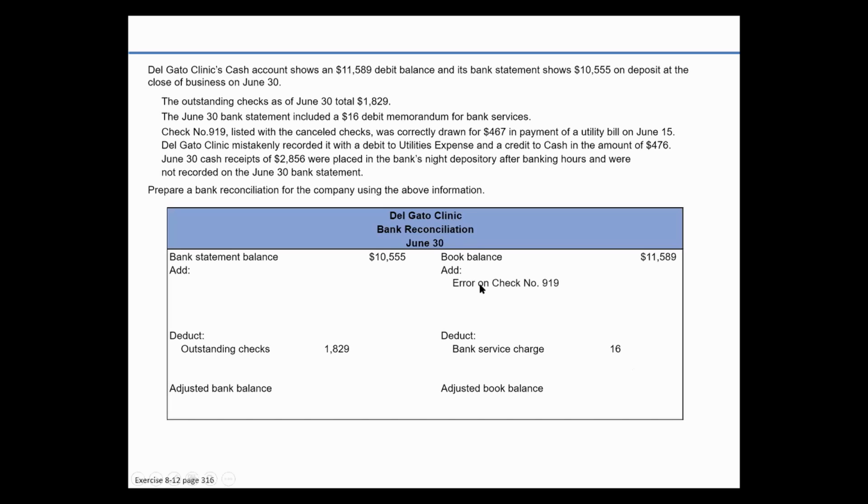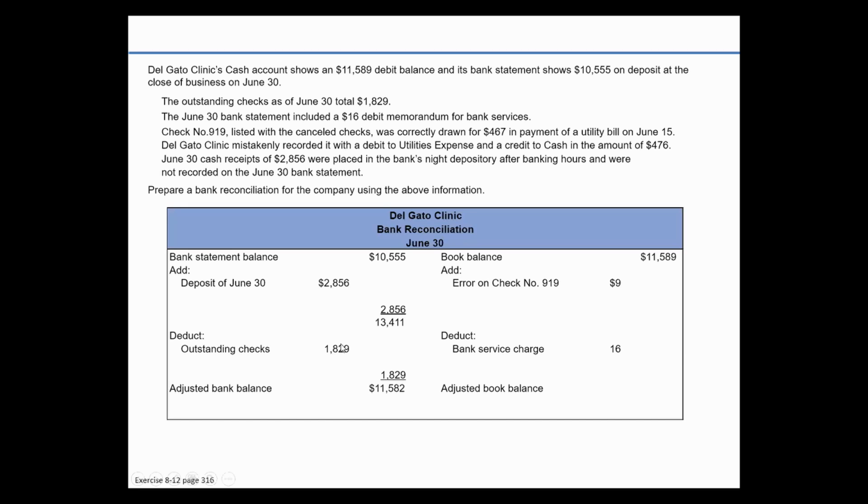And then we have to add back the amount of the error of $9 that we made on the check number 919. And of course, we'll have to go back in and fix that in our journal entry. And then we have to add back also the deposit for June the 30th that we dropped in the night depository box, but has not been posted yet, of $2,856. And so if we add that to the bank statement balance, we get $13,411.